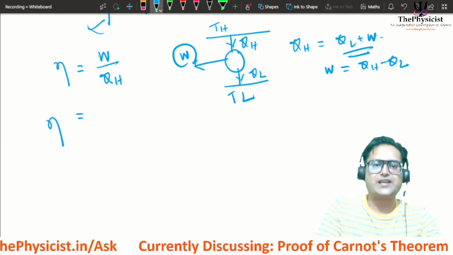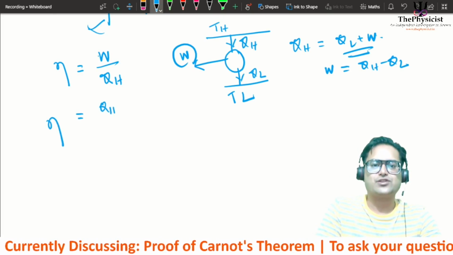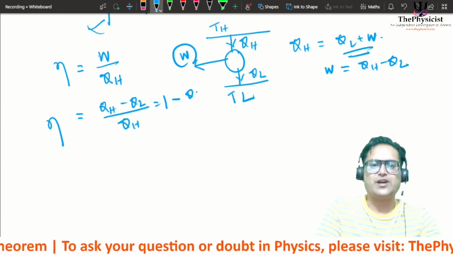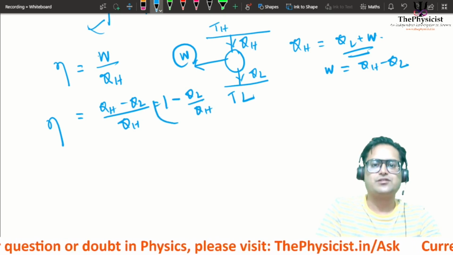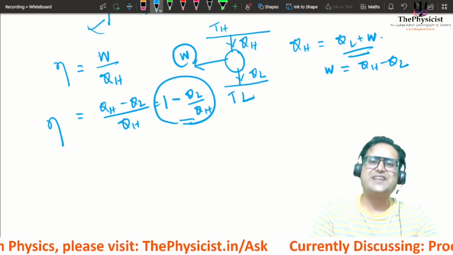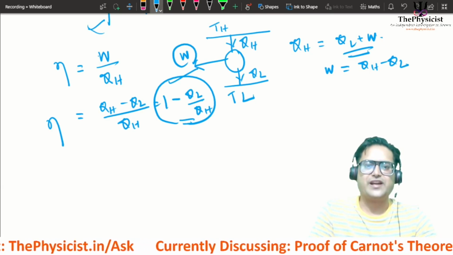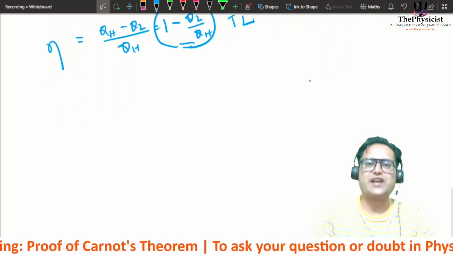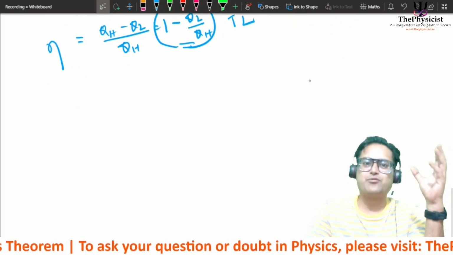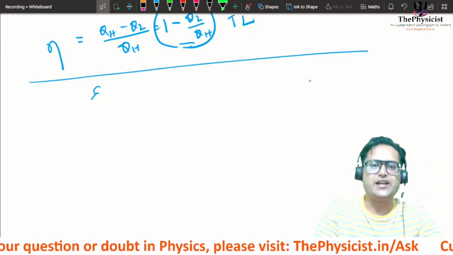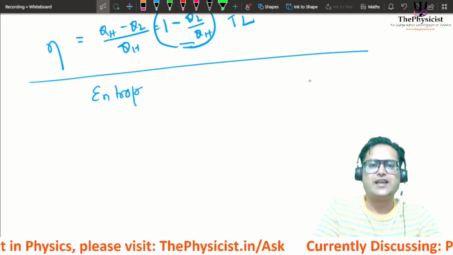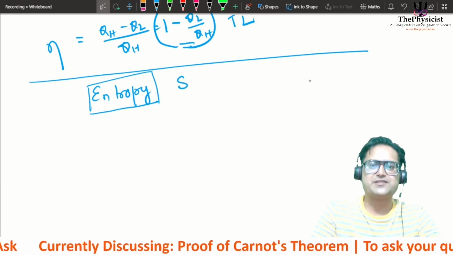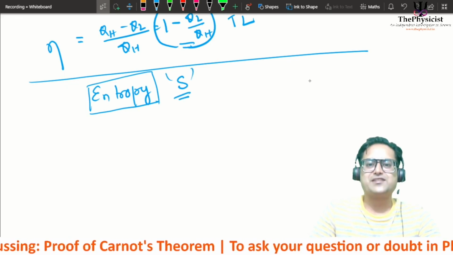So eta can also be expressed as QH minus QL divided by QH, which is 1 minus QL by QH. That's our efficiency. It's the general efficiency formula. But there is a maximum efficiency for an ideal engine, for which we have to take into consideration another thing called entropy. Again, entropy is a concept which actually establishes the second law of thermodynamics, given by the symbol S, right? What does it say?